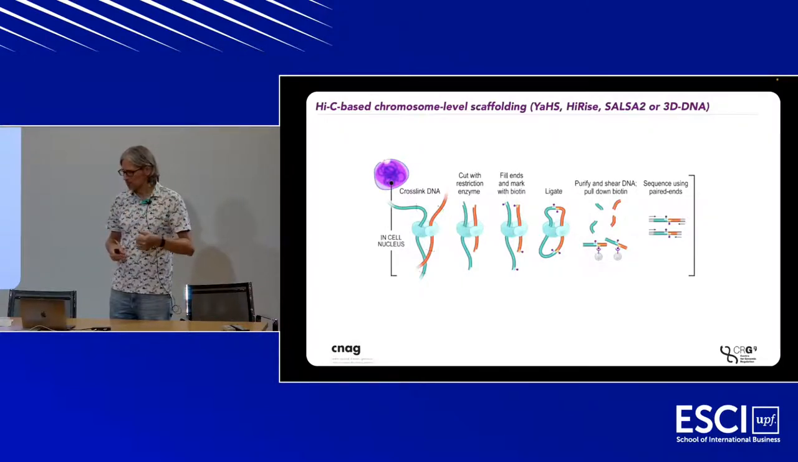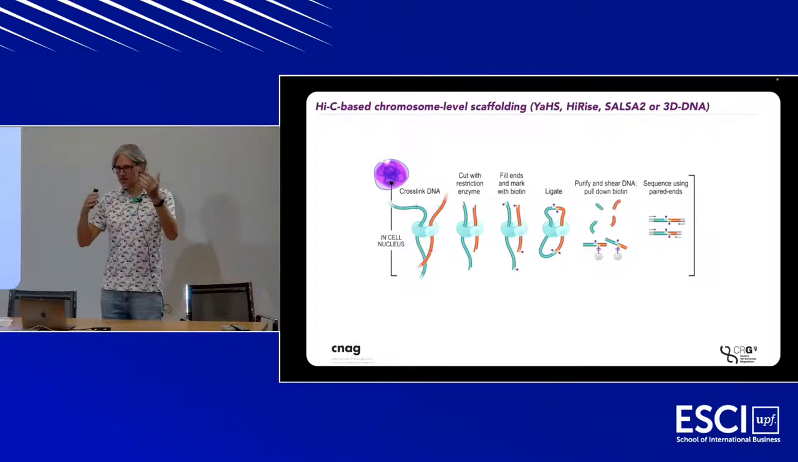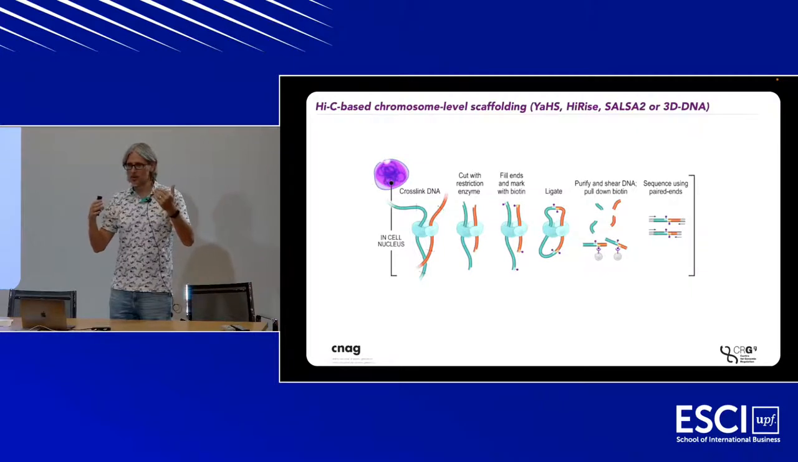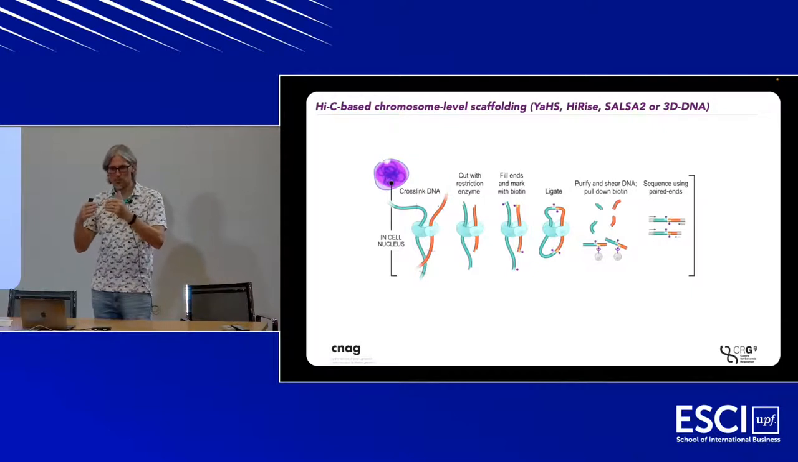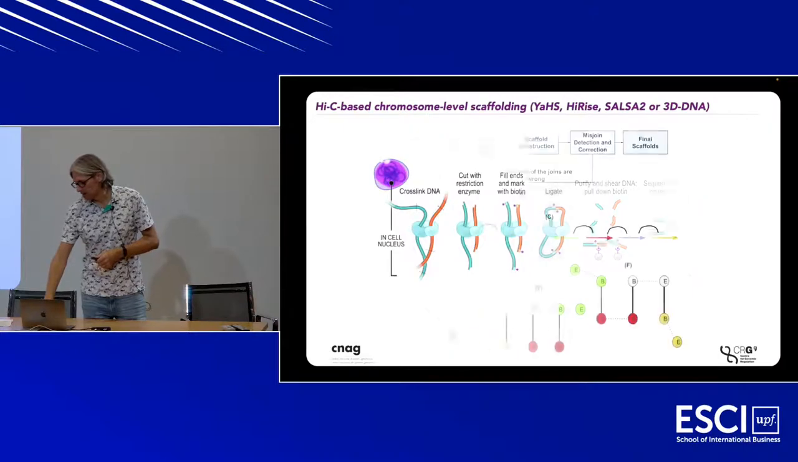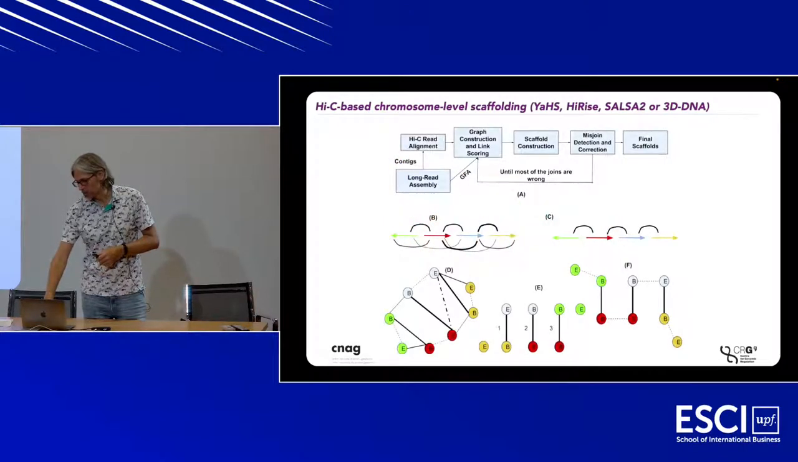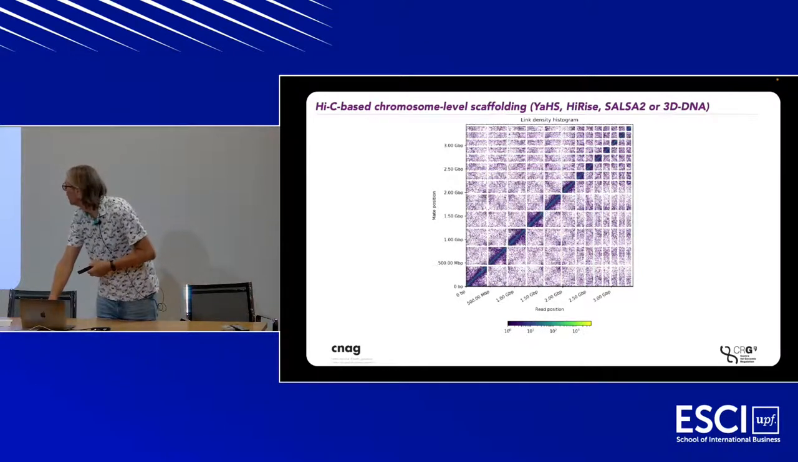But some bioinformaticians a while back, like Jay Schenger, realized that most of the contacts between pieces of DNA in the nucleus are very local and usually from the same chromosome. Okay, so they're intra-chromosomal contacts. And so we can use that information to actually order and orient contigs into chromosomes. So now it's our main source of scaffolding information for genome assemblies.